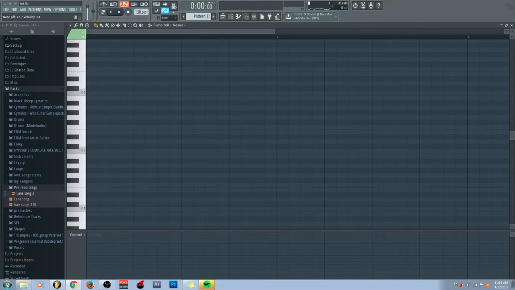If I wanted to play C Dorian, it would look something like this. If I wanted to play C Phrygian, it would look something like this. And then C Lydian, and so on and so forth.